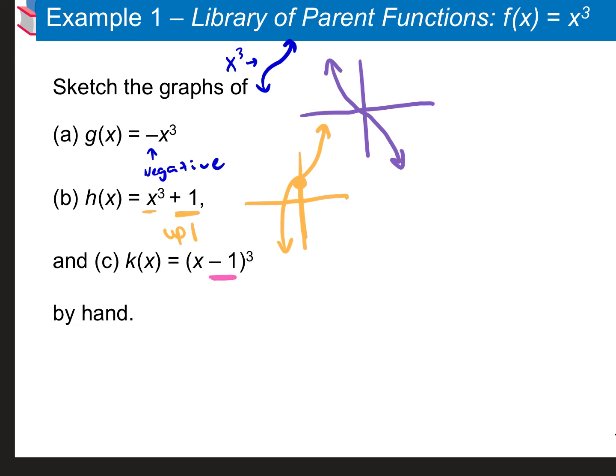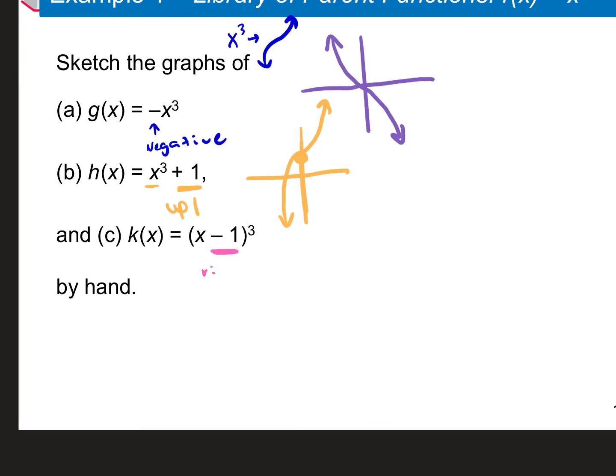What about when we subtract 1 from the inside? It goes to the right one. So we're going to the right one. It keeps that same shape, but instead of going through 0, 0, now we're going through 1, 0. We just shift our graph, the whole thing, to the right one. So these are just rough sketches of these 3 graphs.